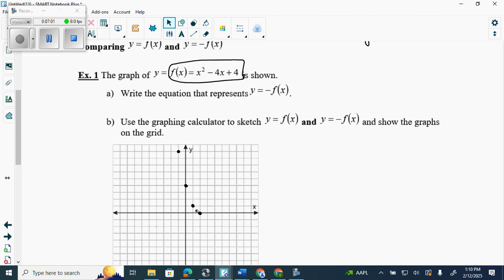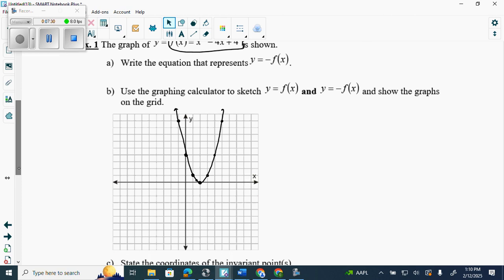So you can get as many x's as you want. And then you don't have to go to the table of values, which is limiting. I'm going to put in 3, and I get 1. 4, enter, and I get 4. 5, enter, and I get 9. So we have our graph, correct?